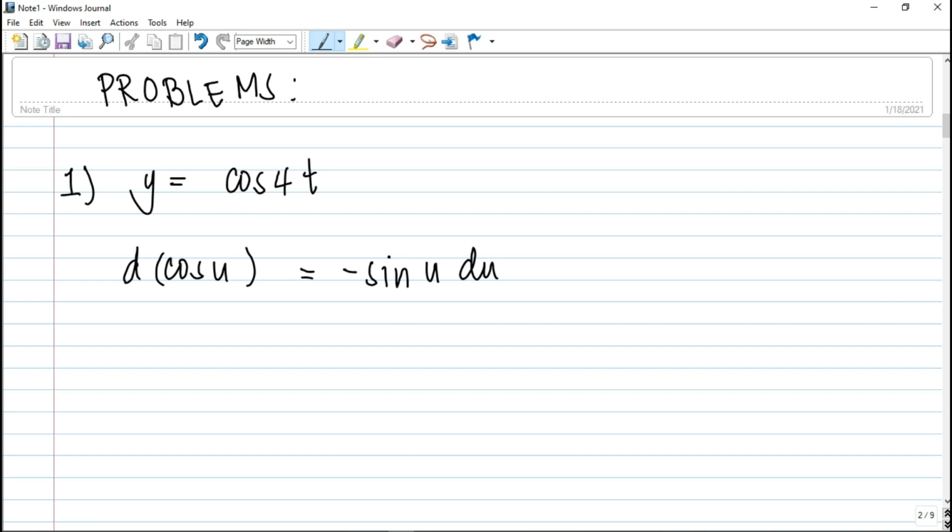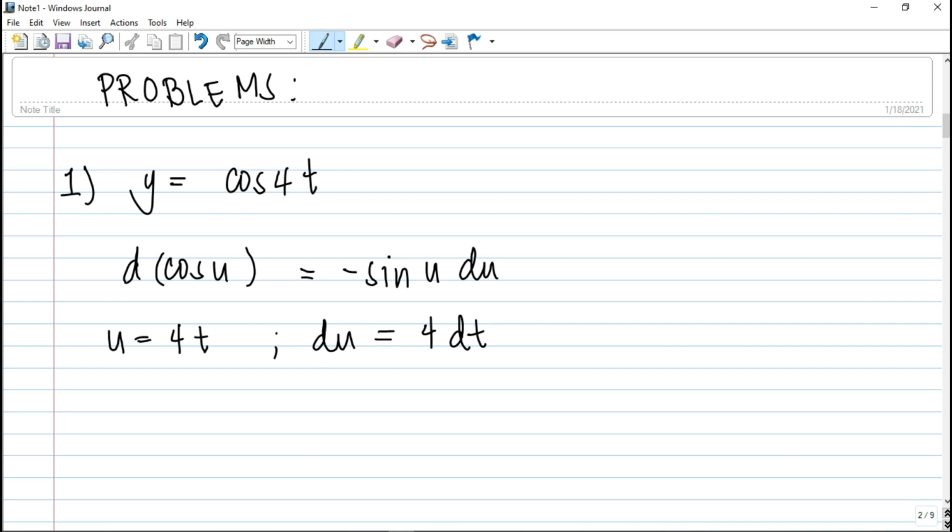So we just apply the formula. By inspection, u is 4t, the one inside the cosine. Then we find the derivative of u. If there is a constant coefficient, we just take it out, so 4, then differentiate our variable, so du is 4 dt. That's it, we're done. We just substitute it.